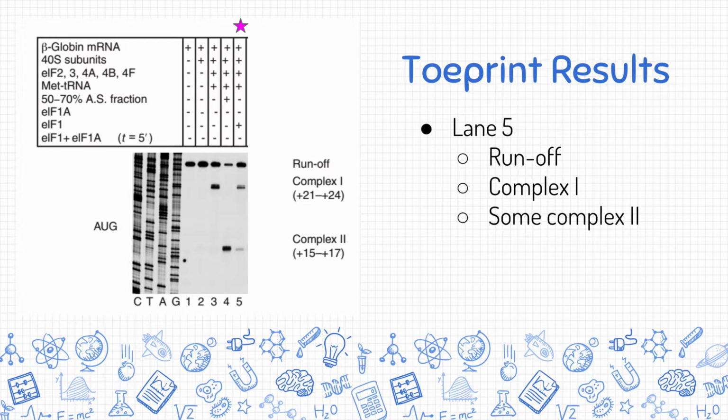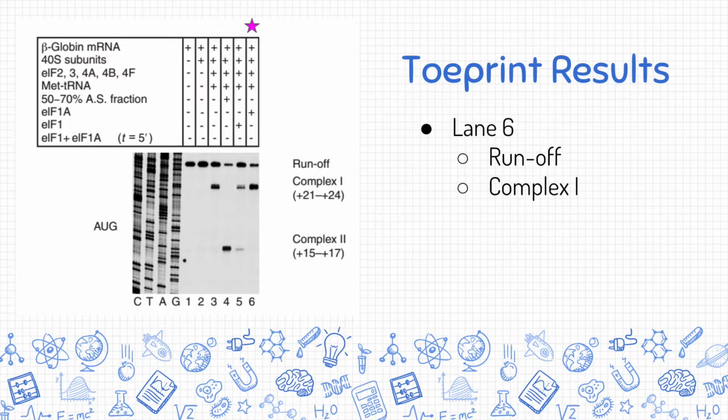Lane 5 includes all of the factors to make complex 1 and also adds eIF1. In this scenario, some complex 2 formed, but there was mostly runoff in complex 1. Individually, eIF1 had little ability to stimulate complex 2 formation. Lane 6 includes all of the factors to make complex 1 and also adds eIF1a.